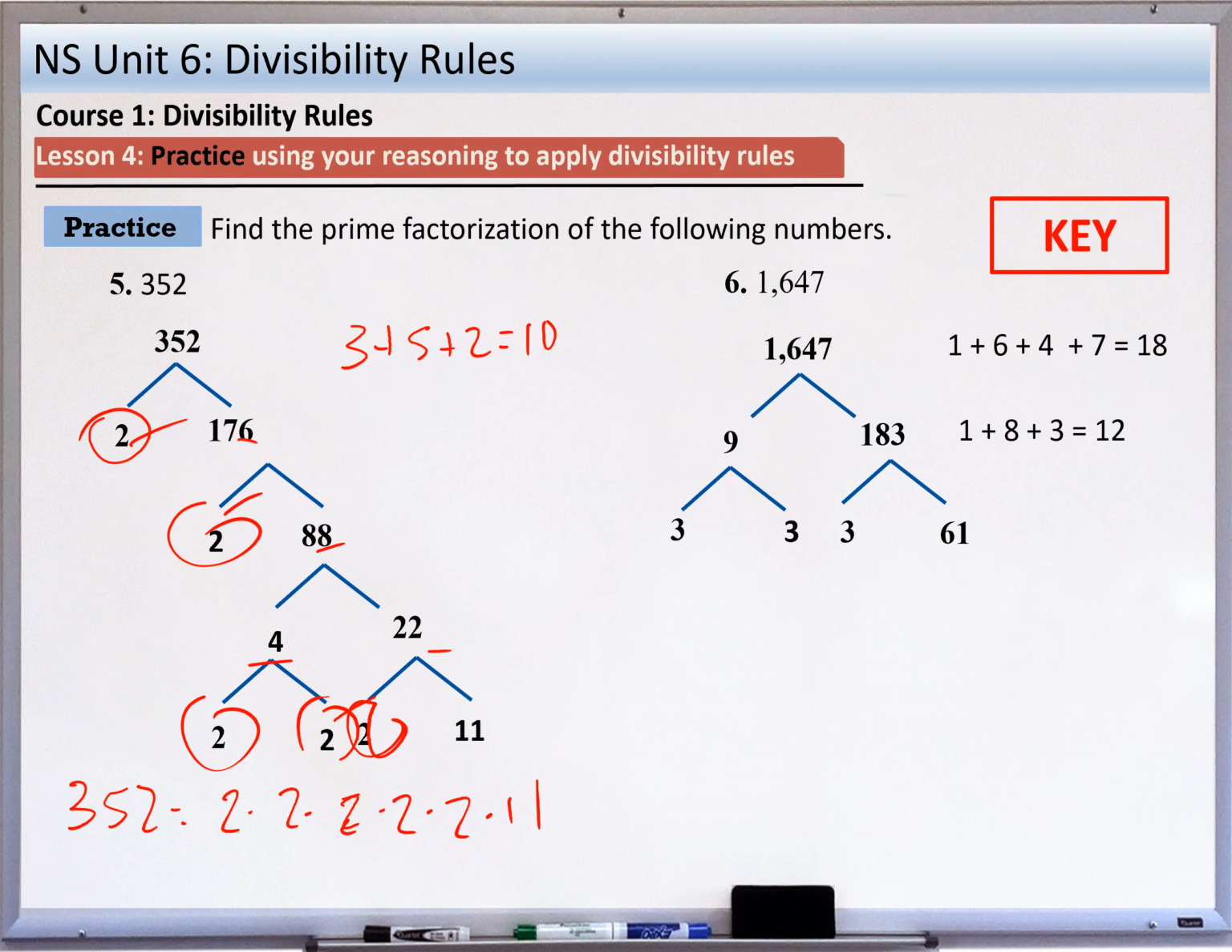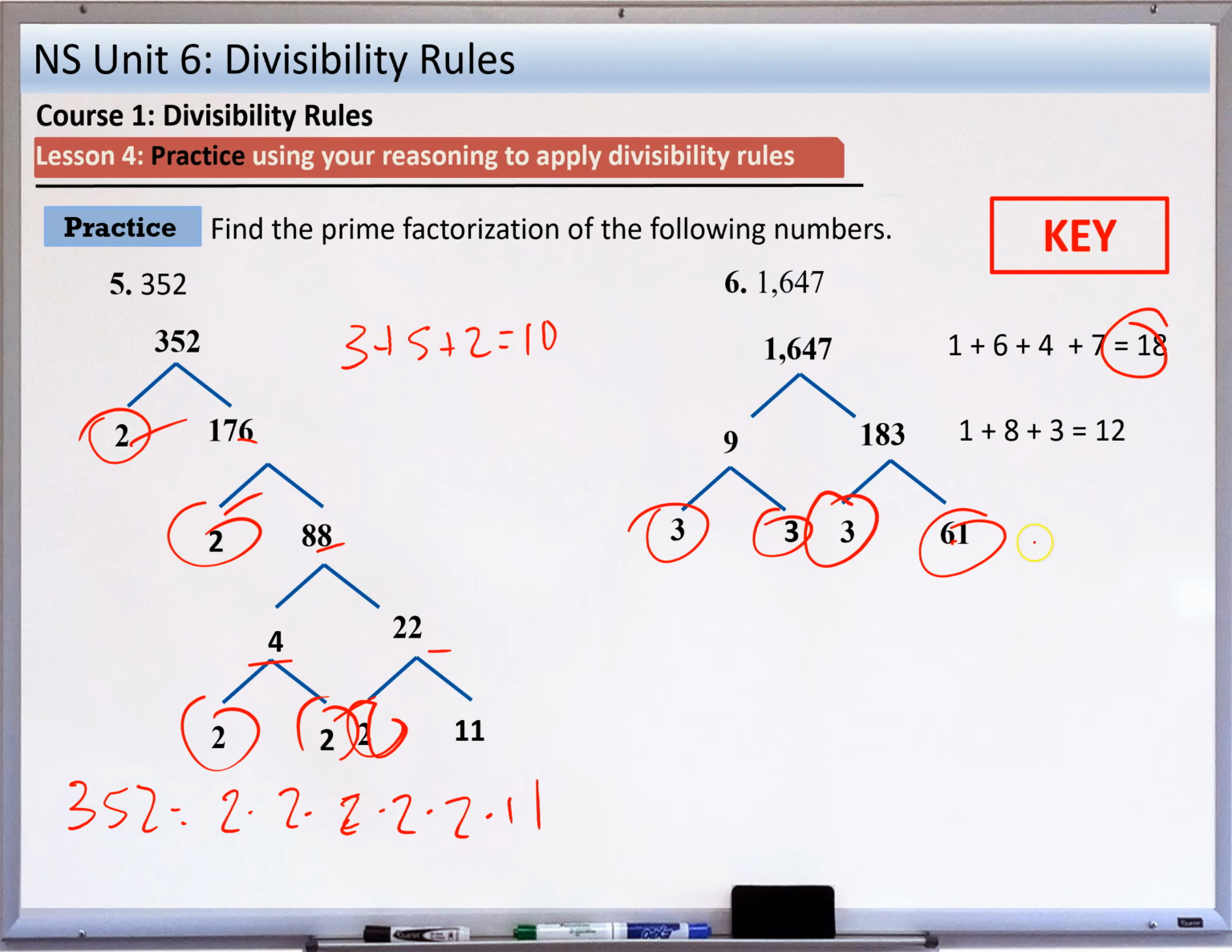1,647. The sum of the digits worked out pretty well for me. I got 18, so I can divide it by 9. Again, you could have started with the 3 because it's prime. So the prime factorization, again here, 61.